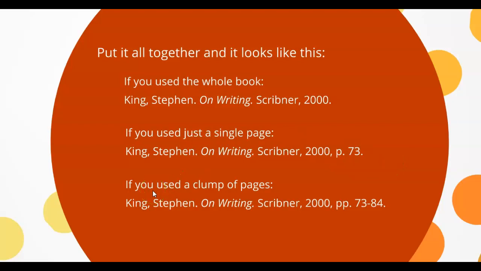Next, if you use a clump of pages, it would be King, Stephen, period, On Writing, Scribner, 2000, and then, because up here I just used 1 page, but let's say I use pages 73 through 84, I would put pp. 73-84.